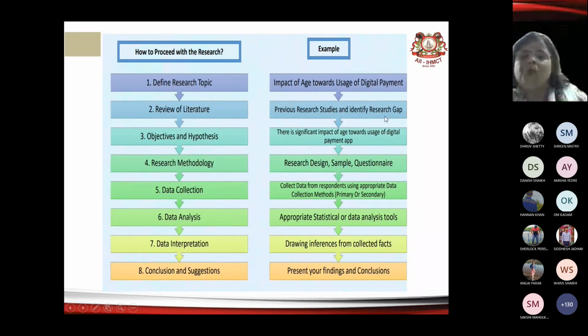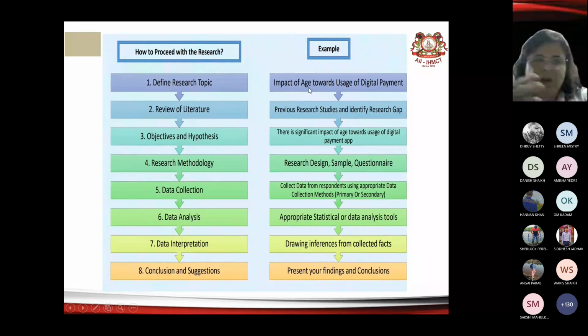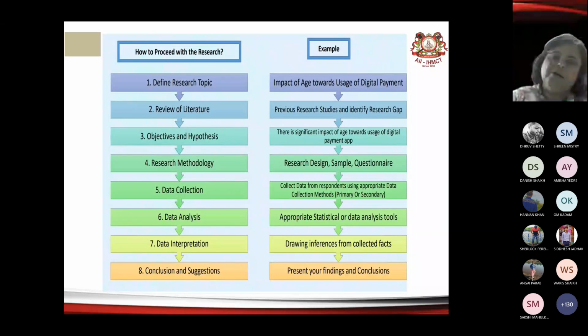As I told you, you will have to study digital payment and which is the age group and what all is there on it. Literature review, secondary data through books, through websites, through journals, through articles, sometimes newspapers also are useful. Then comes objective and hypothesis.